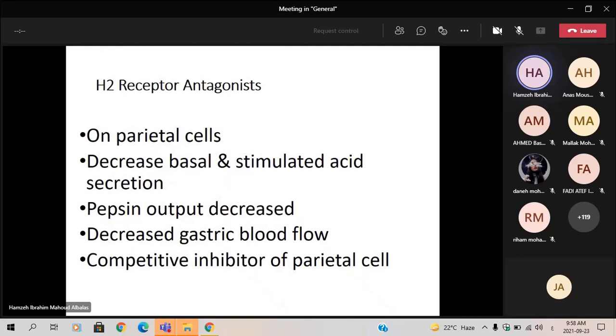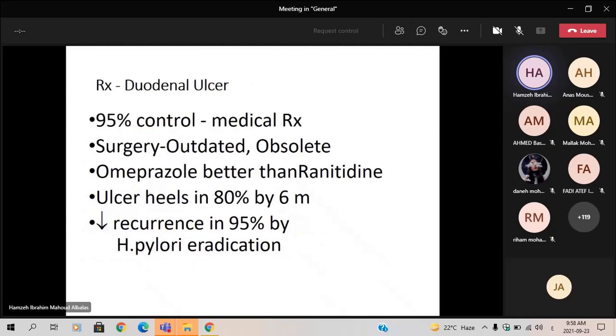Previous medications, the H2 blockers, are not like PPI. We do not prefer to use them now. They work on the parietal cell, and we can take this medication in daily life for mild gastritis or in pregnancy, in a pregnant woman. Duodenal ulcer, 90% controlled by medical treatment.